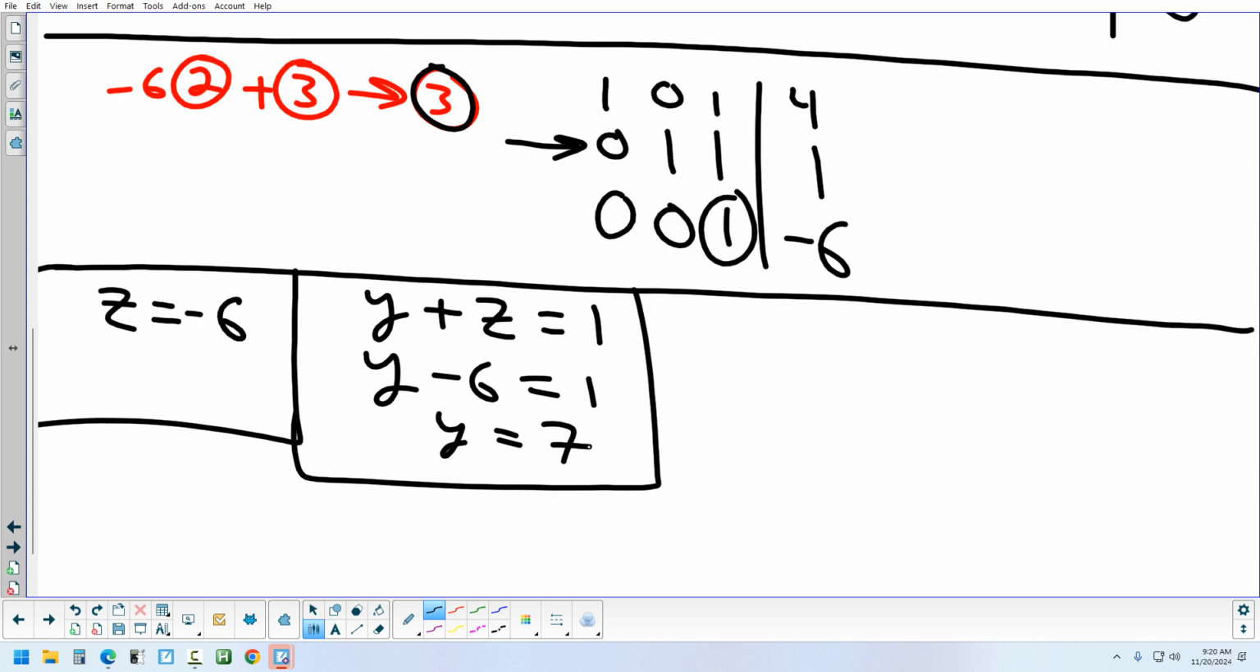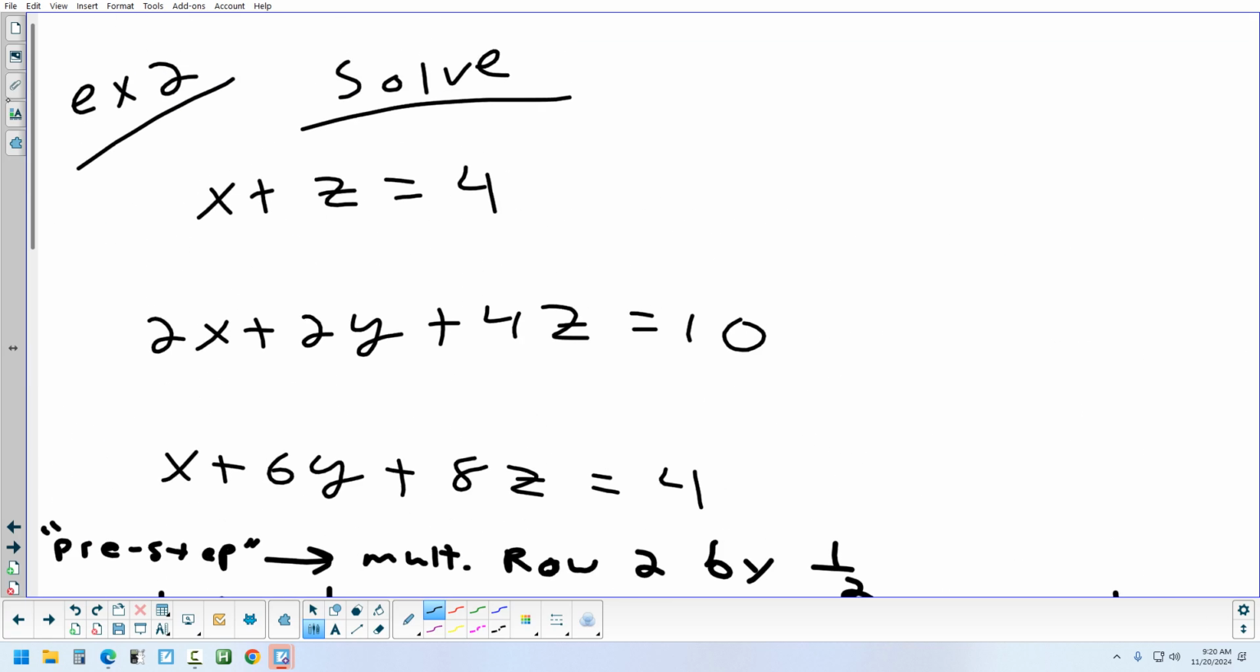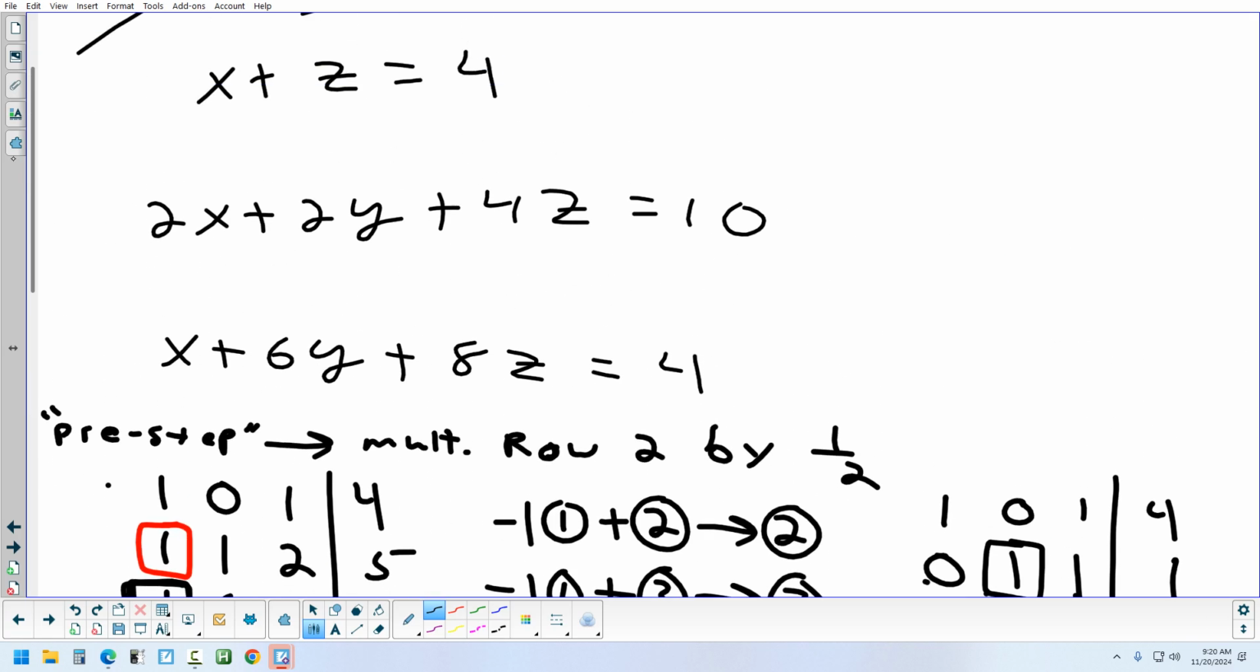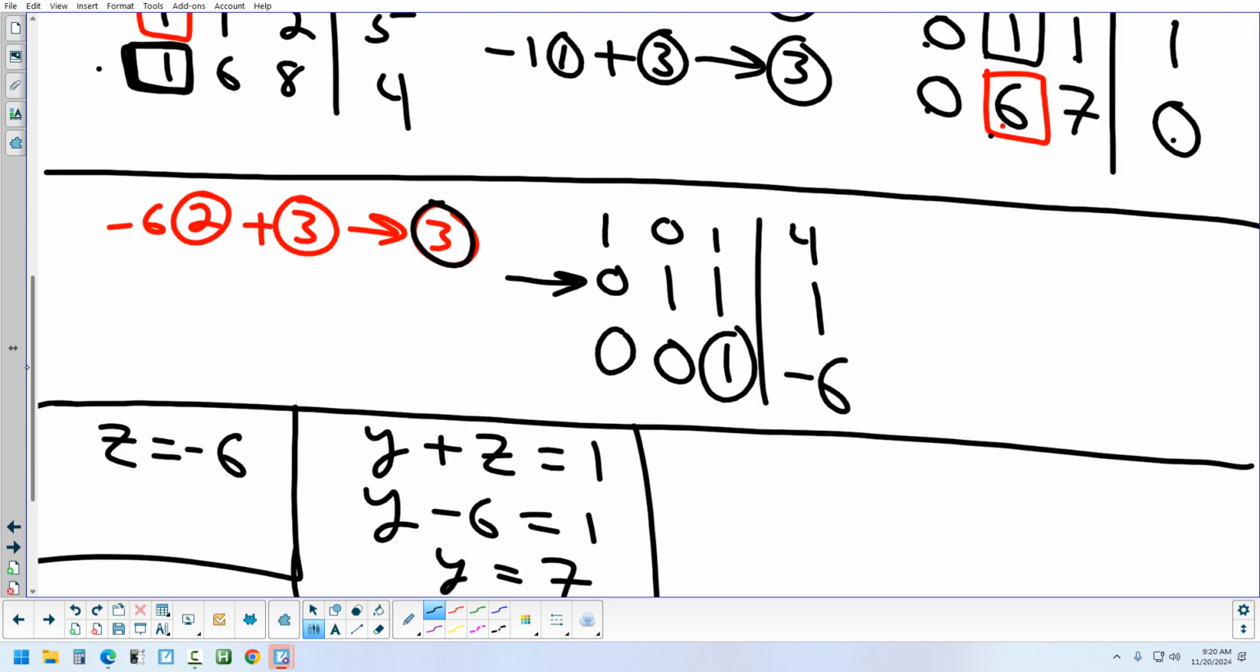Can't you use the first equation that we started off with, like right when we first looked at the question, x plus z equals 4? Yeah, you can use any of them. I usually just use the 3 that I have at the end right here, and I start with the bottom one, then I go to the middle one, then I go to the top one. So we got that one.